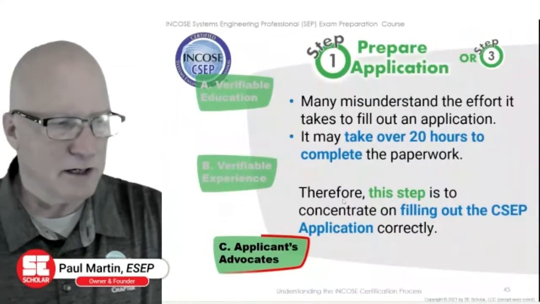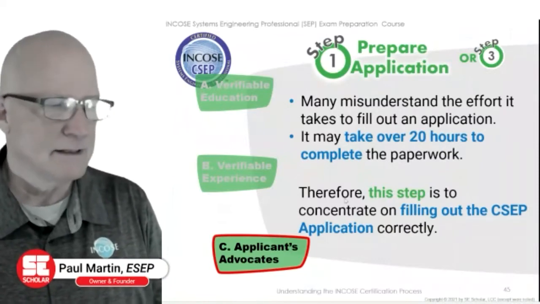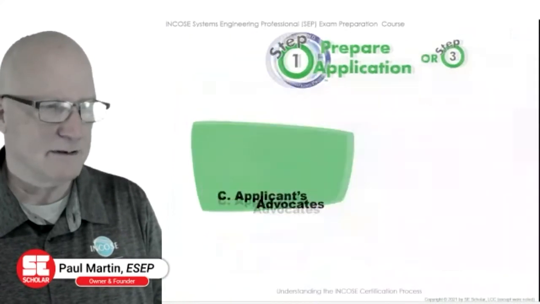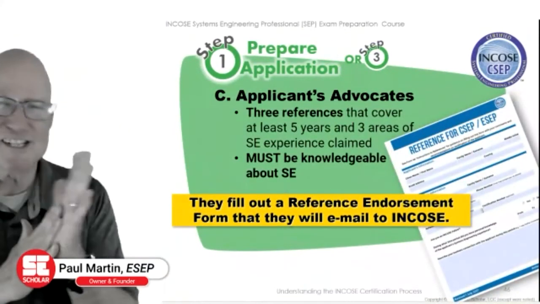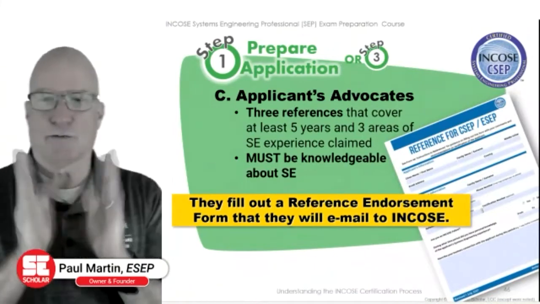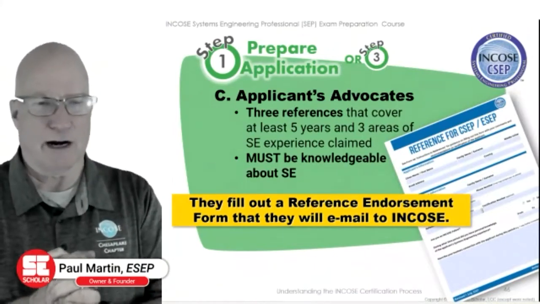All right, let's talk about what it means to get references or advocates, and what that looks like. You need 3 references. Now, what's challenging about this is your references need to be system engineers. This is one where I made the mistake.